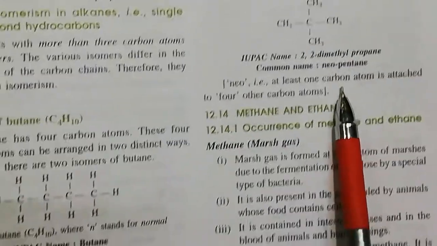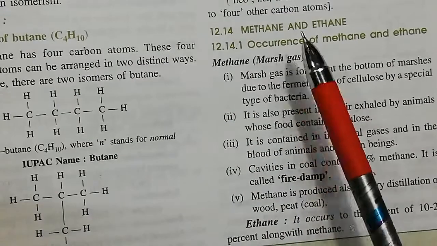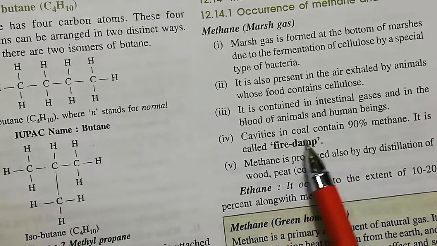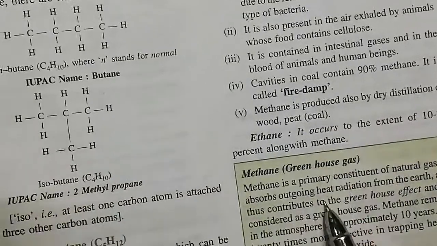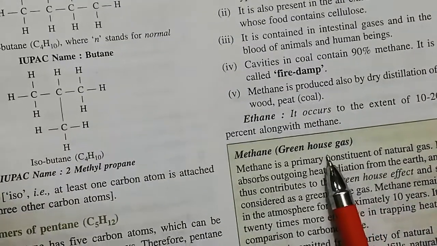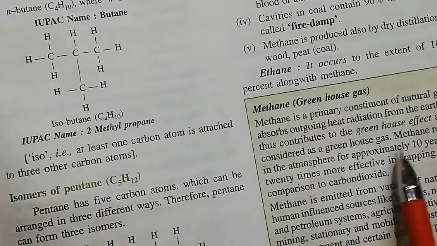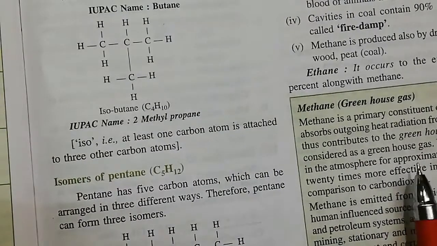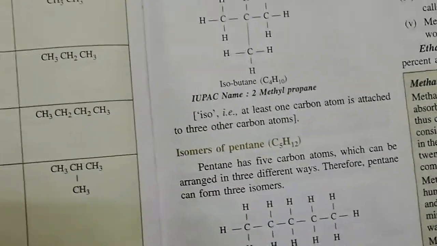A few more pieces of information from this page. Methane is called marsh gas as it is found in marshy land. One more important point: cavities in coal contain 90% methane, called fire damp. Methane is a greenhouse gas after carbon dioxide; it is the second contributor in the greenhouse effect. So that was all about pages 197 and 198 on hydrocarbons in this book. Now we'll move to the very next page, structure of methane.